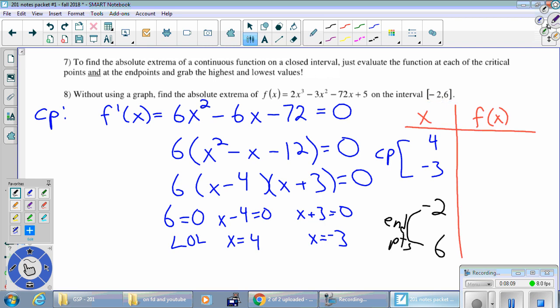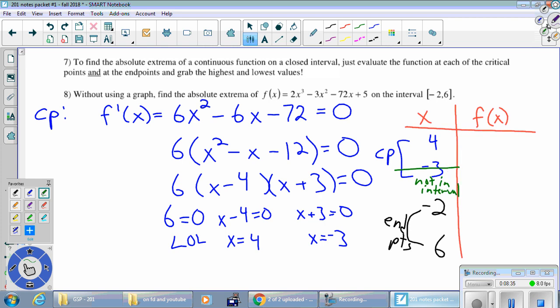And the last thing before we do any evaluating, if either of the critical points is not in between your endpoints, then you can toss it out, right? The only thing we care about is what's between -2 and 6. Is 4 in that interval? Yeah, it is. Is -3 in that interval? No, it's actually not. So don't even need to mess around with -3. Not in interval.